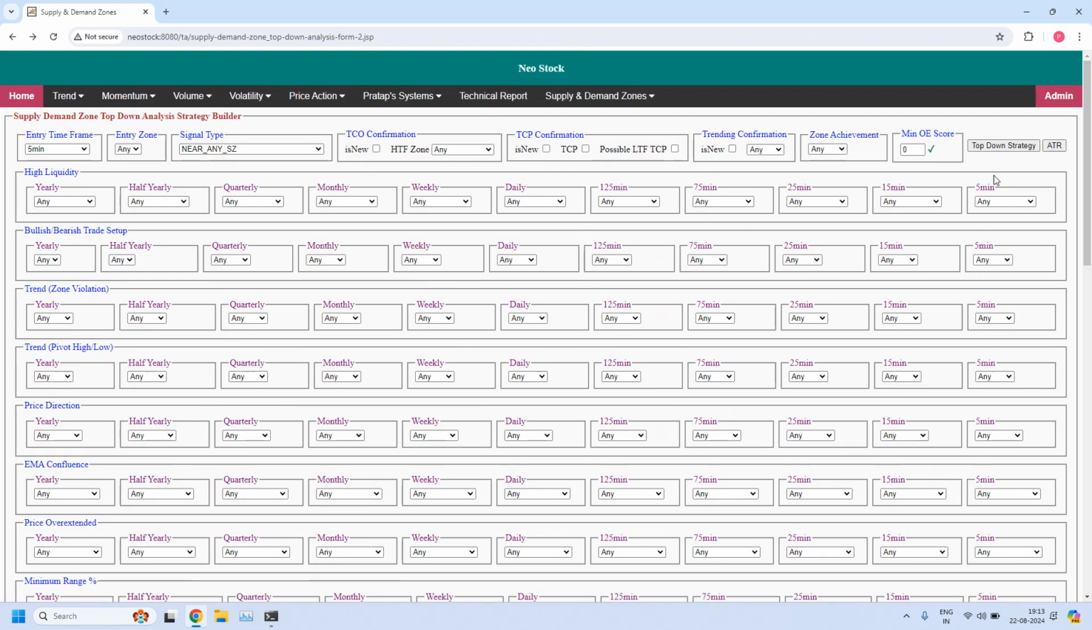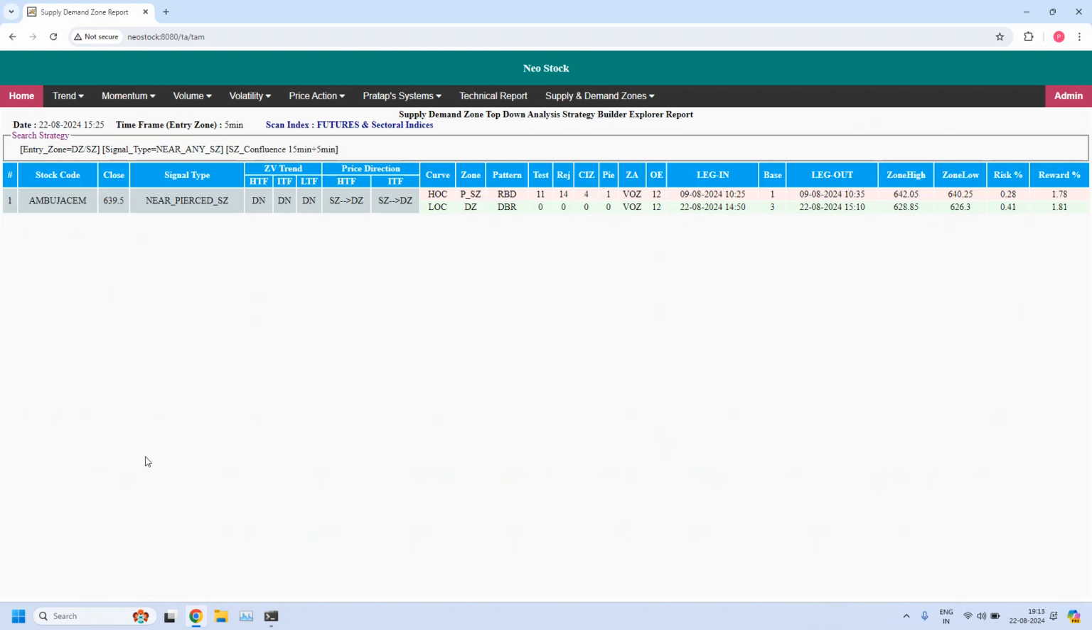Now let's filter the stocks. So only one stock is filtered, but this supply zone is already pierced. So there is no meaning in further investigation on this. So this is about stocks near demand and supply zones for all the time frames.